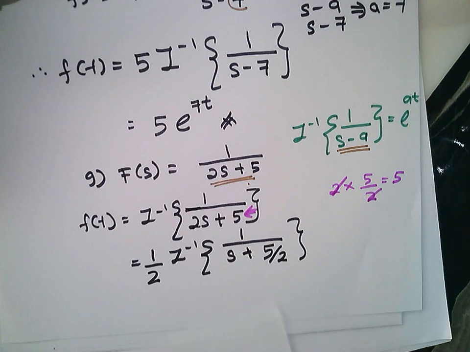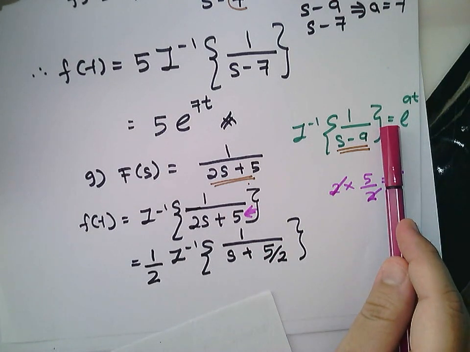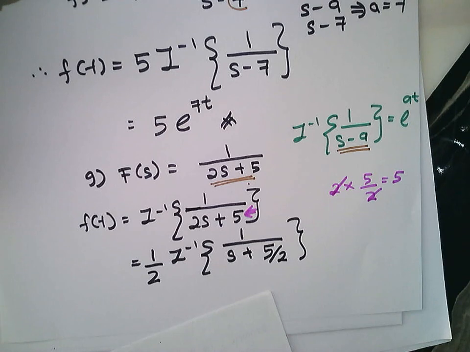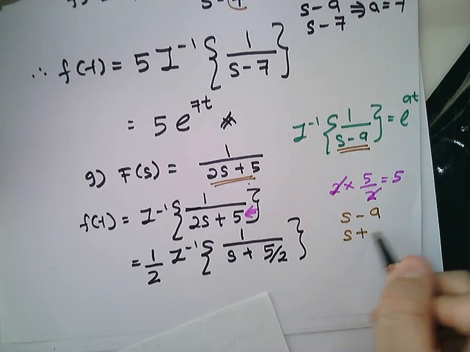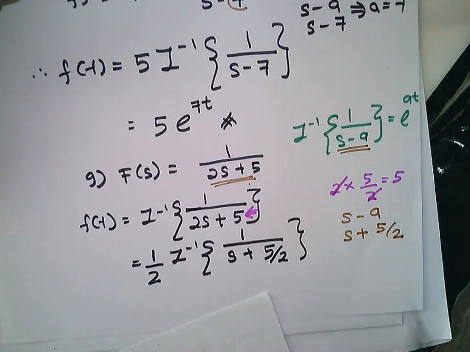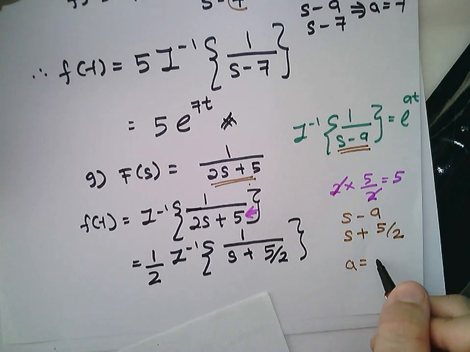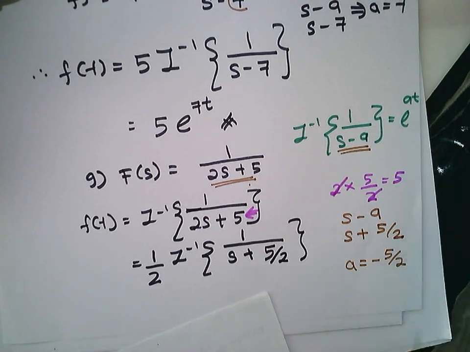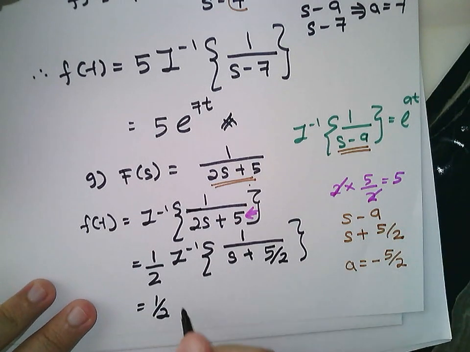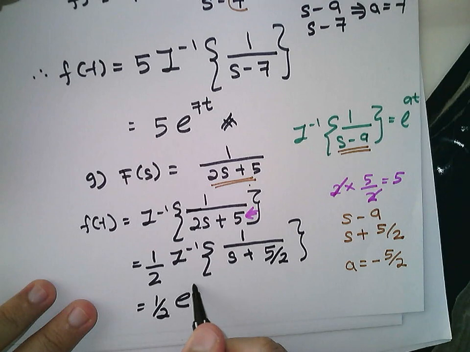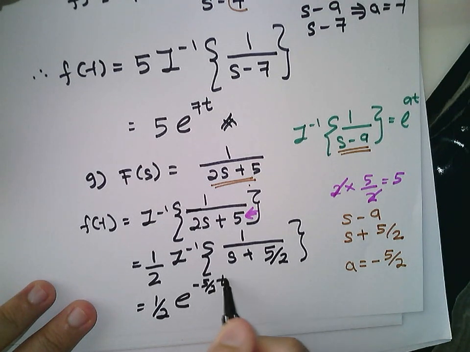Okay, so by comparing this one and this one, you can get your A. Generally you have s minus A, and what you have is s plus 5 over 2. So you know that your A is equal to negative 5 over 2. Therefore your f(t) is equal to 1 over 2 e to the power of negative 5 over 2 t.